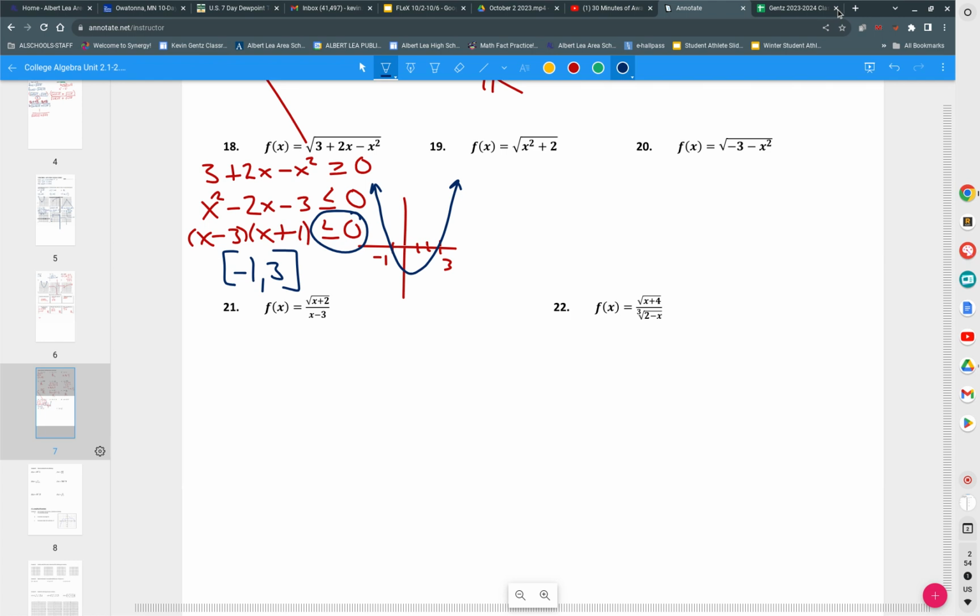The next one, square root, that's a problem. X squared plus 2 must be greater than or equal to 0. Uh-oh. That doesn't factor, does it? So let's check out the graph. What does x squared plus 2 look like? What's the shape? Parabola. Shifted 2 up. We're wondering when this thing is greater than or equal to 0. When is it above the x-axis? It's always. All the time.